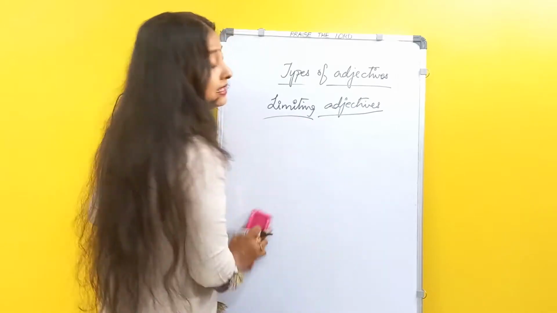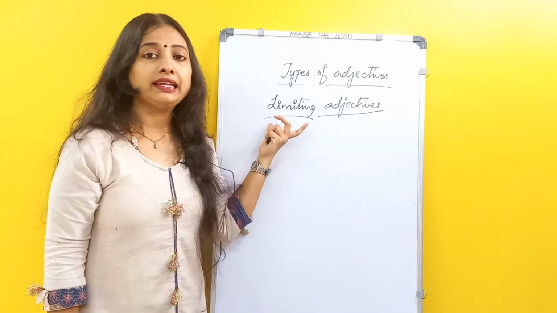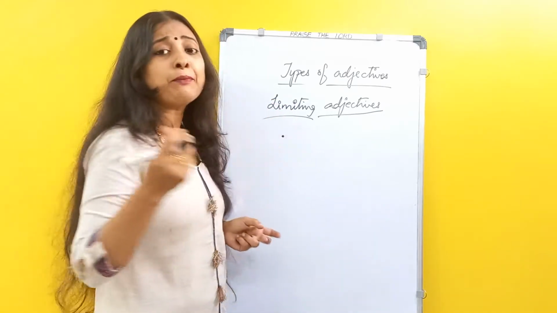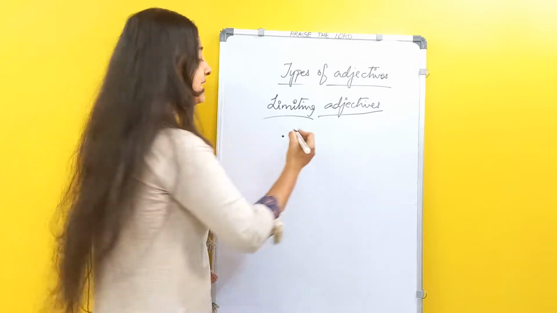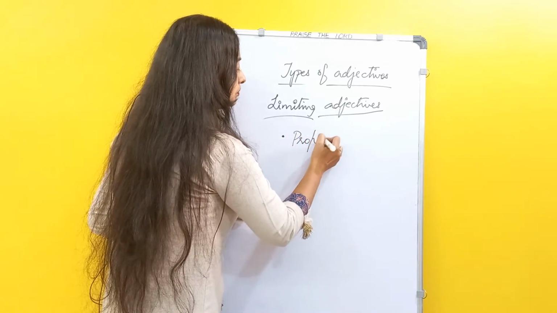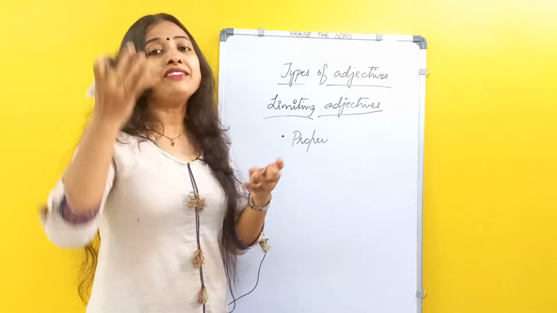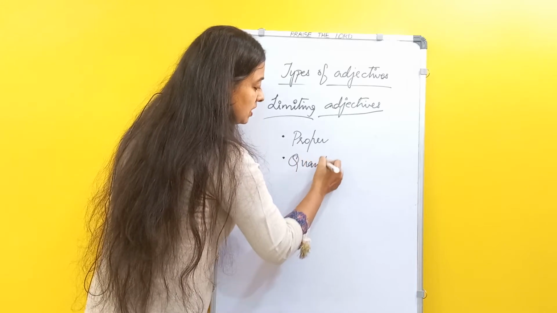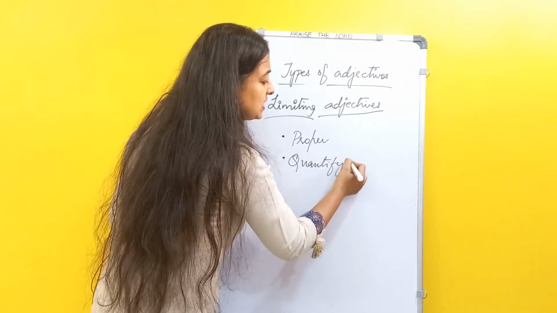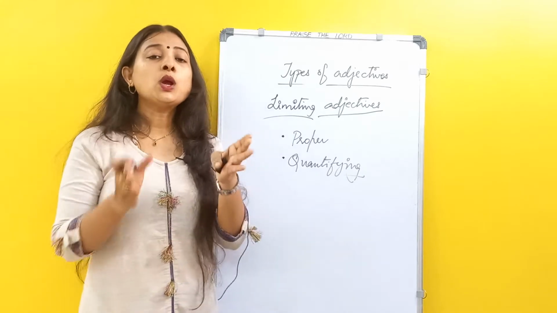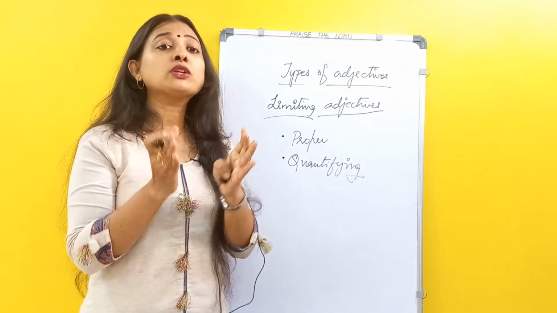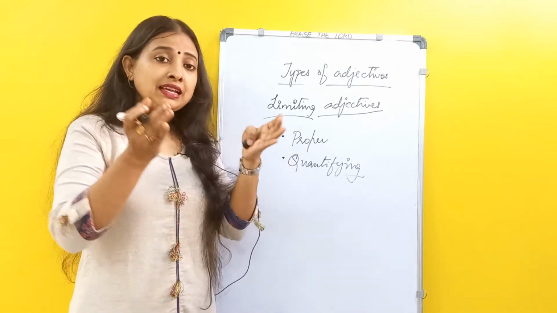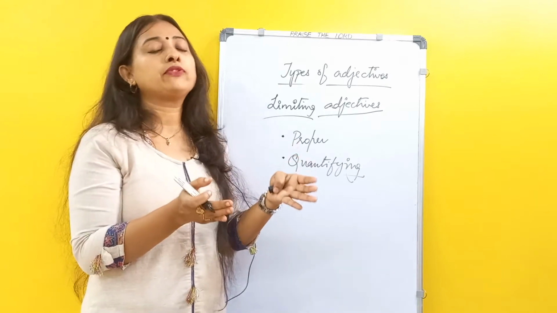Likewise, some other limiting adjectives are there. Demonstrative is over. Next, we have even seen proper adjectives. That is also a limiting adjective. Similarly, we can even say quantifying adjectives. What is meant by quantity? Quantifying means it is used to tell about some quantity. That means the noun is being described with the help of quantity.